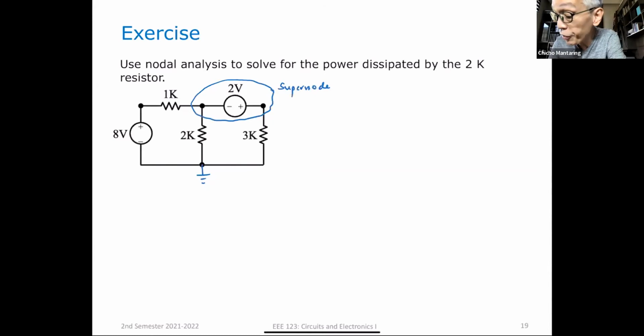Okay. If this is V of X, what is the value of this voltage here? This is going to be V of X plus 2 volts. Actually, if you called it V of Y, it's okay, but later on you're going to see that V of Y is equal to V of X plus 2 volts. And then now, you can apply KCL to the supernode.